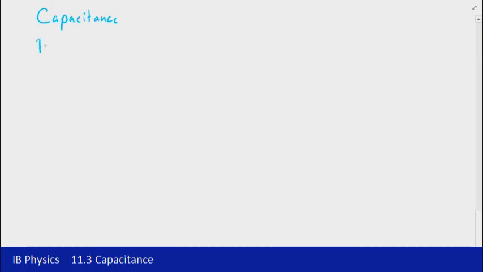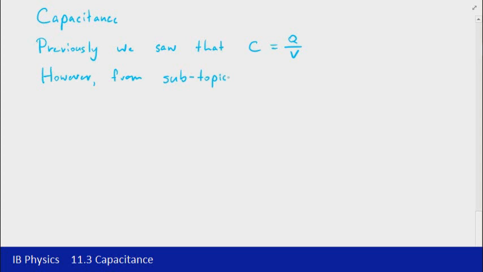Previously, in looking at capacitance, we defined it as the ratio between the charge that is stored and the potential difference across the plates. But if you go back to subtopic 10.2, we were looking at charge density when dealing with electric fields. We looked at charge density between two parallel plates, in other words a capacitor.